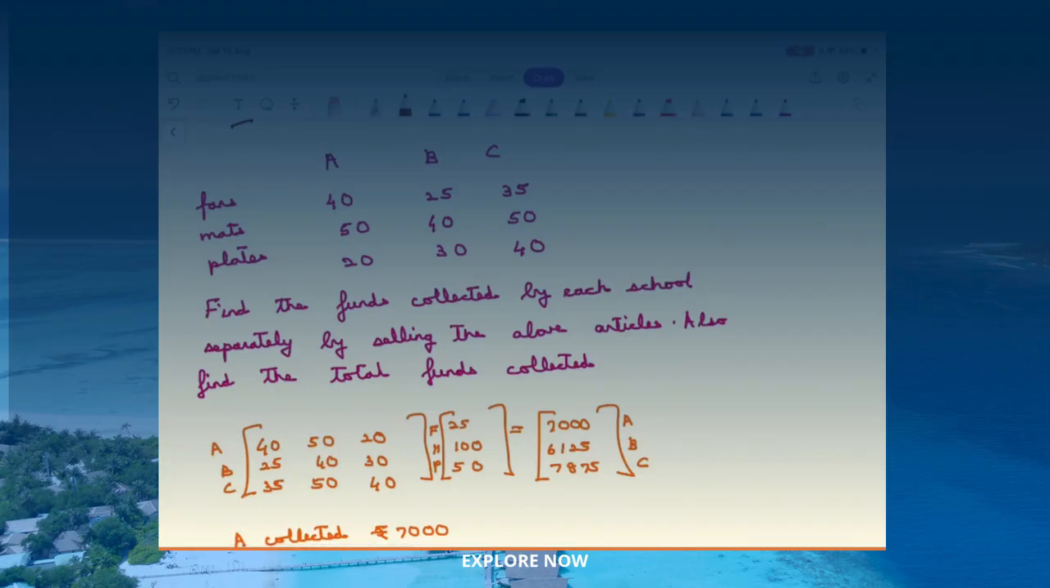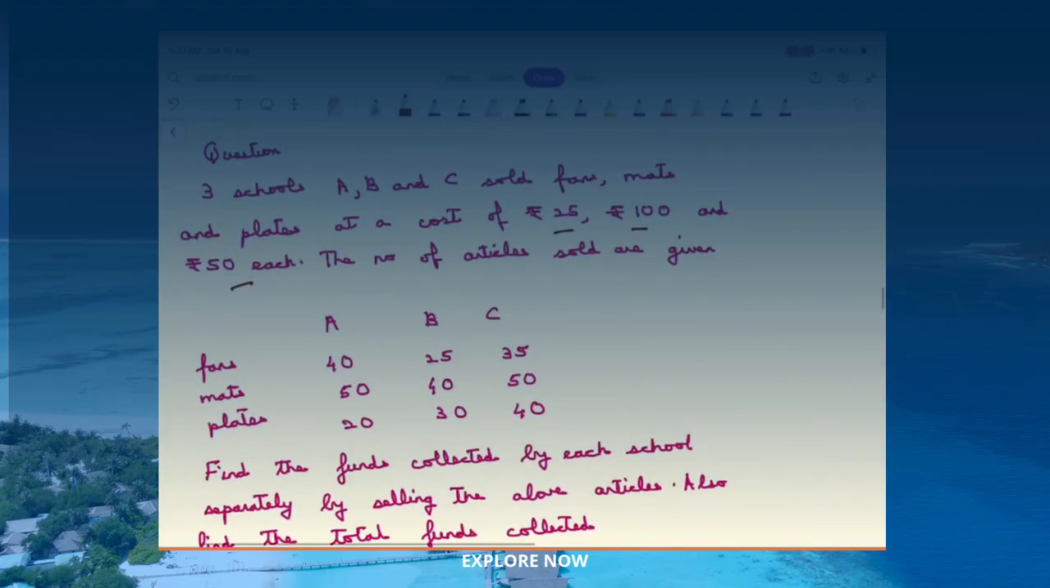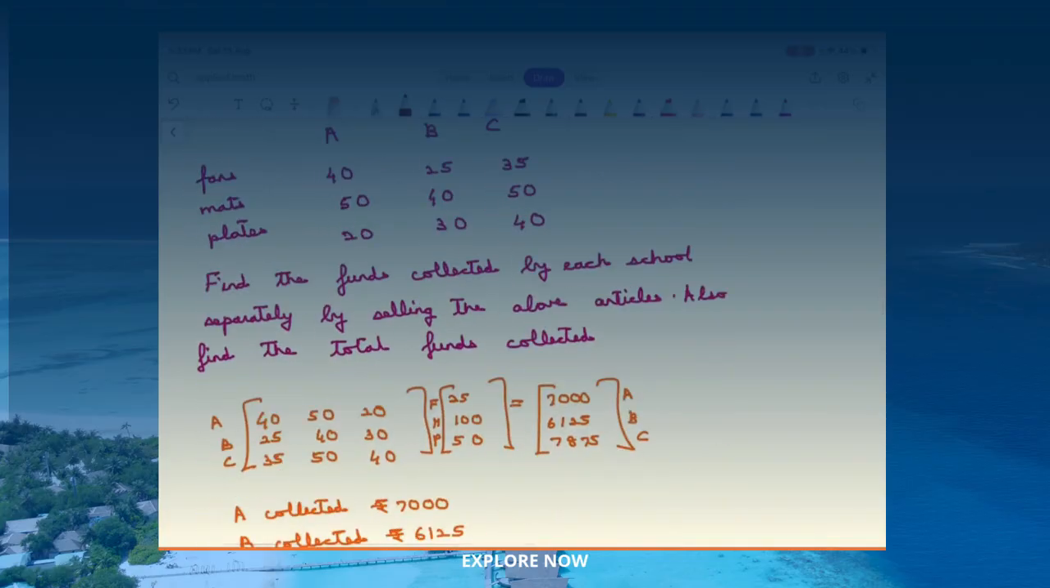So we write a matrix ABC, and the first row is 40, 50, 20. That's standing for A. Second row is 25, 40, 30. Third row is 35, 50, 40. And then you have the cost of each, 25, 100 and 50. So these are the cost of the fan, mats and plates, and this is a 3 by 3 matrix. This is a 3 by 1 matrix.